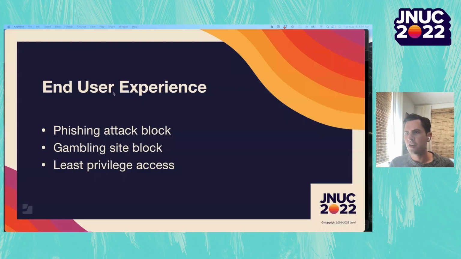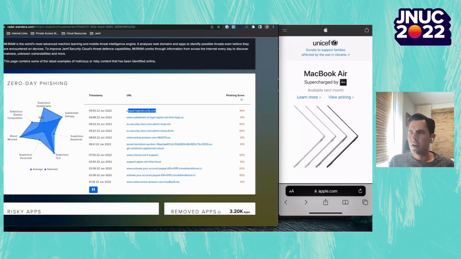Now that I touched on some of the admin perspective from a radar point of view, I want to talk about the end user experience. I'm going to be going through a phishing attack block, a gambling site block. I'm going to be showing you what we mean by least privilege access. First off, starting on our Miriam Analytics screen, I went ahead and pulled up my test phone as well.